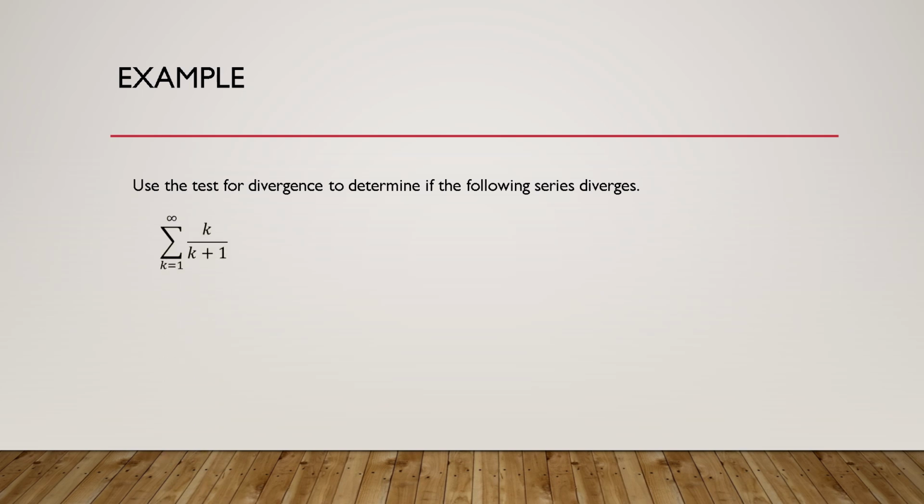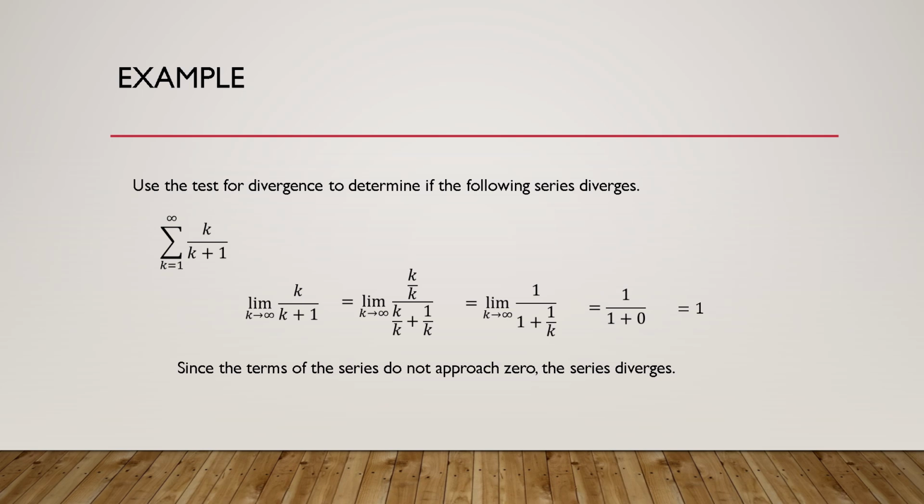As an example, use the test for divergence to determine if the following series diverges. The sum from k equals 1 to infinity of k over k plus 1. We take the limit as k approaches infinity of k over k plus 1. To solve the limit, we divide each term in the numerator and denominator by k. This gives us the limit as k approaches infinity of 1 over 1 plus 1 over k. This is equal to 1 over 1 plus 0, which simplifies to 1. Since the terms of the series do not approach 0, this series diverges.